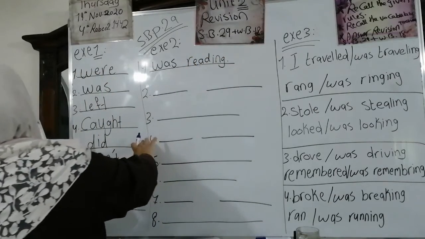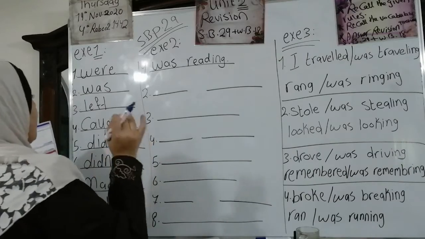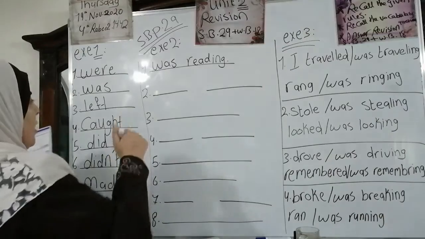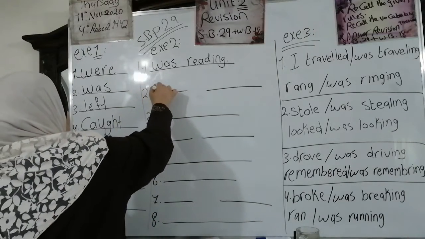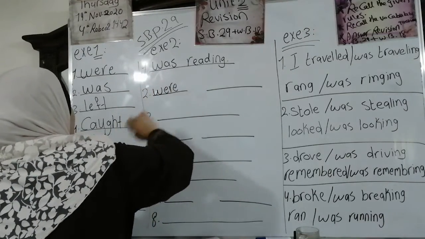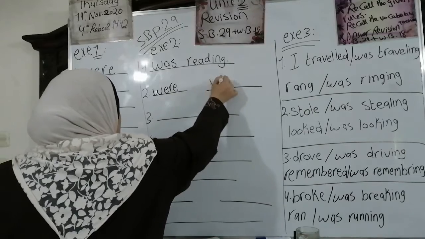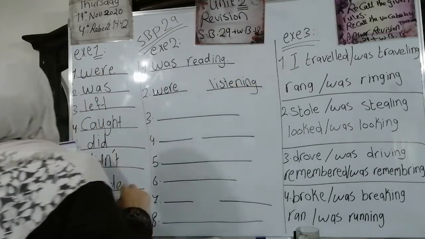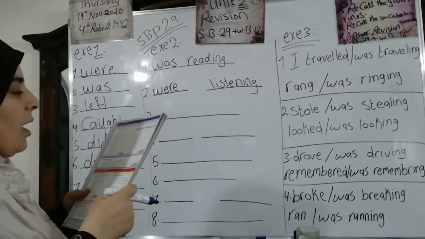Number 2. Which CD were you listening to? So you, what does it take? The pronoun you will take the helping verb were, because with you, it's were you, and we will add the ing to the verb listen. Okay, listening. Deal.